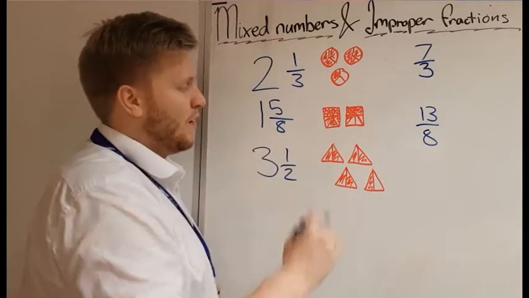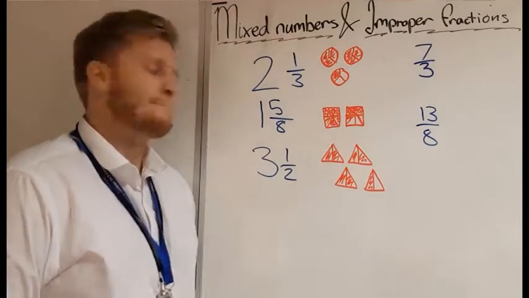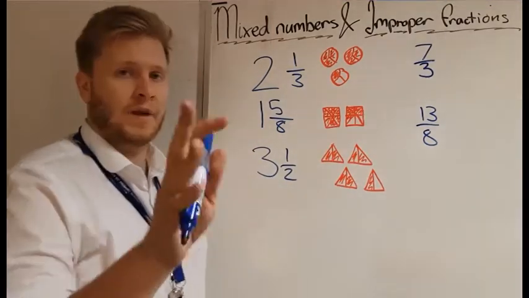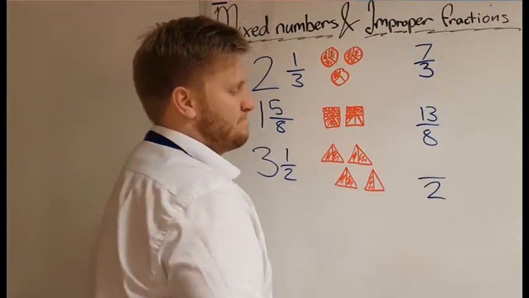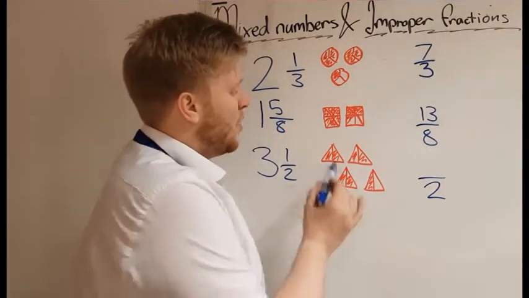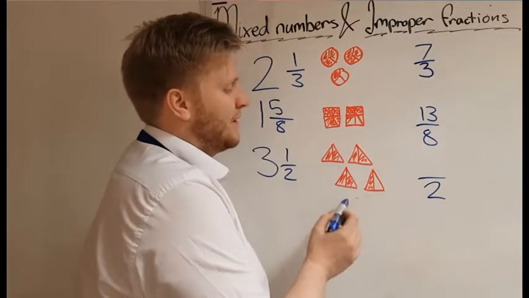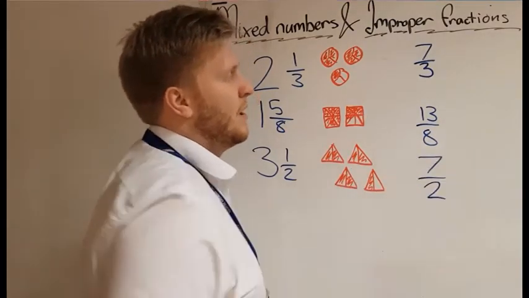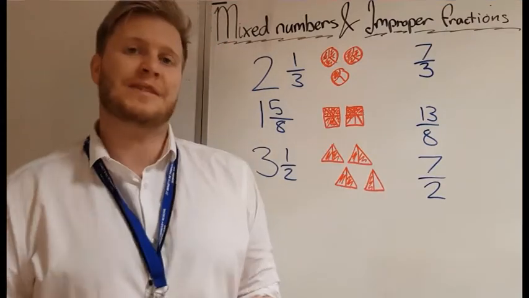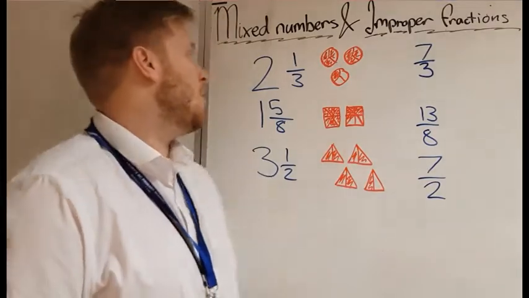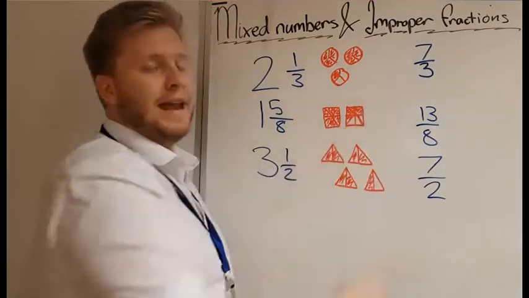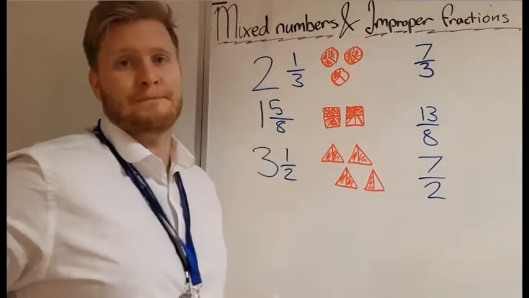So you can work that out as an improper fraction. Again, from before, we know we will have 2 on the bottom, and we just have to count. 1, 2, 3, 4, 5, 6, 7. So there you go. That's what mixed numbers and improper fractions are. Next, we're going to have a look at how to turn an improper fraction into a mixed number.